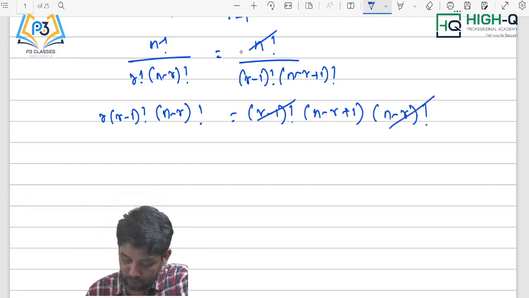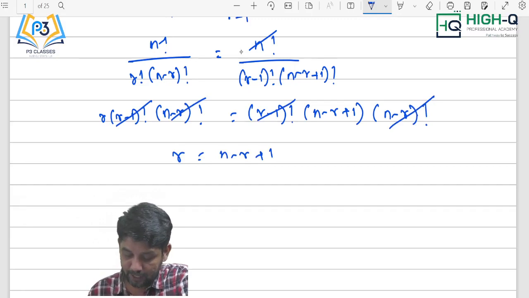So all the factorials get cancelled, my dear. So r is equal to n minus r plus 1. Now take everything to one side. So what exactly are you going to get? n minus 2r is equal to minus 1.